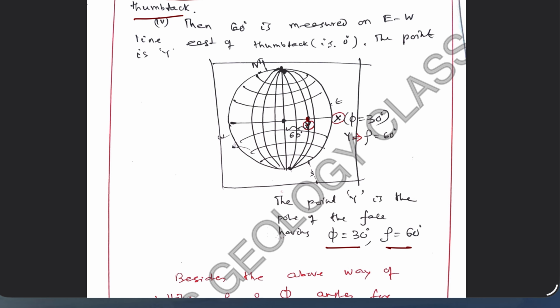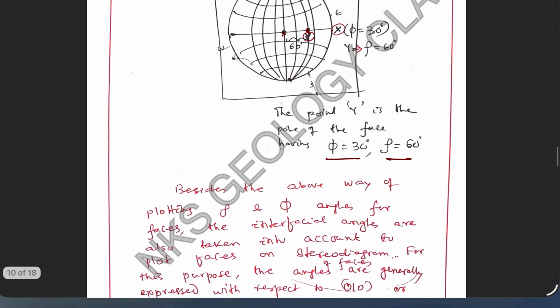So we have to bring the phi point to the east-west line or north-south line. Then only we can measure the rho angle. If the rho angle is 90, it will be on the periphery. If the rho angle is 0, it will be at the center. If the rho angle is in between, it will be somewhere on this east-west line or on the north-south line. So in order to plot this rho angle, we have to bring this phi into this line by rotating the tracing sheet over the thumbtack.